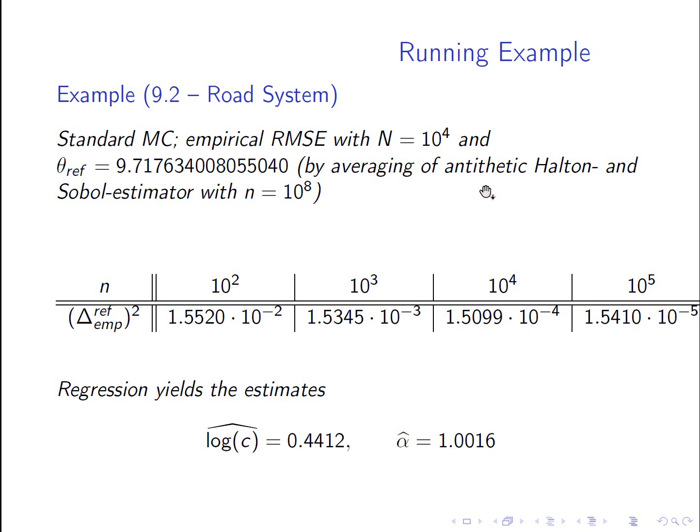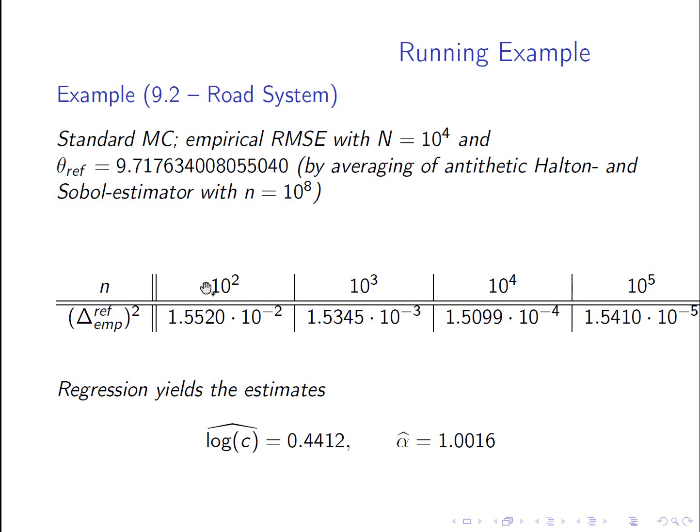In addition, I use the antithetic Halton and Sobol estimator. What does antithetic mean here? Well, all the variance reduction methods, you can also do them with quasi Monte Carlo. You only need to replace the random numbers by your low discrepancy points. Well, that's the antithetic versions of the Halton and the Sobol estimator for the expected minimum time to pass from A to B. And I didn't use one of them, I used both and averaged them, and then I got this value.